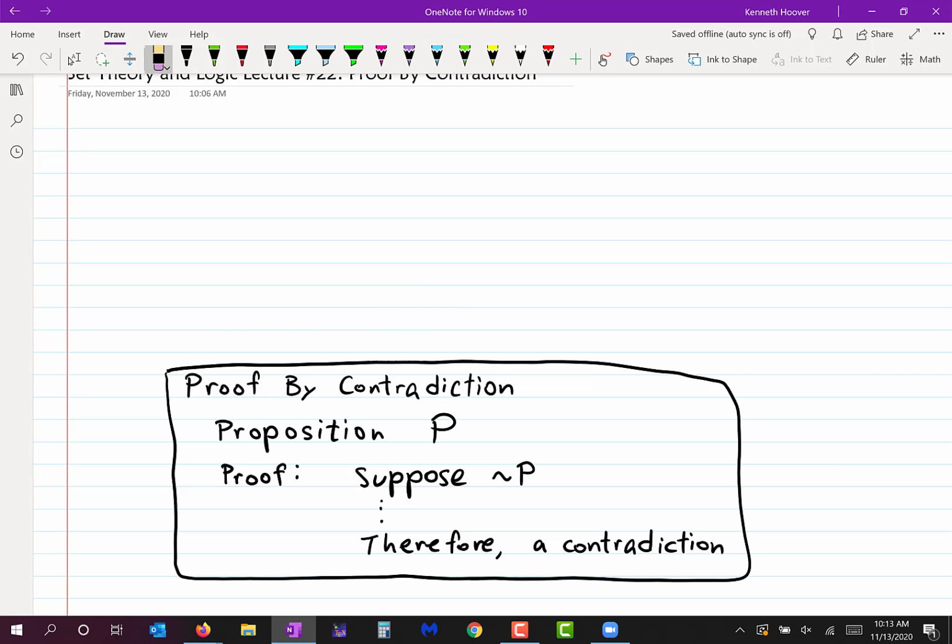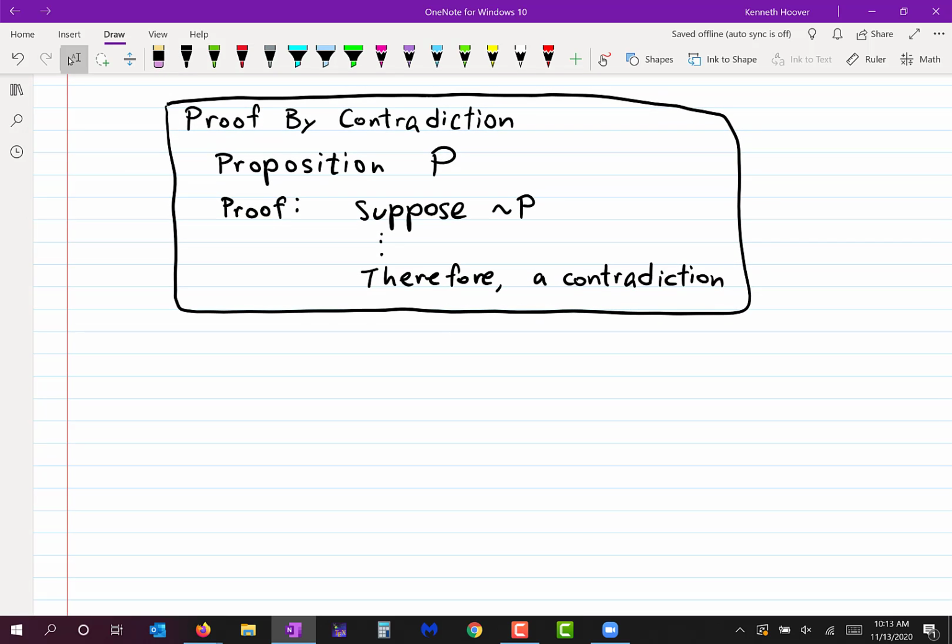Okay, and now we're just going to do all the other proofs by contradiction. So you have a proposition. You start by assuming the negation of the proposition, and you derive a contradiction. That then means that the negation is not true. And if the negation is not true, then the original proposition had to be true. Okay, so let's practice this. We're going to do some very famous proofs.